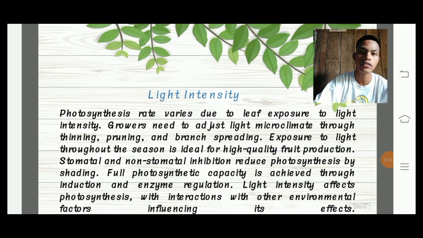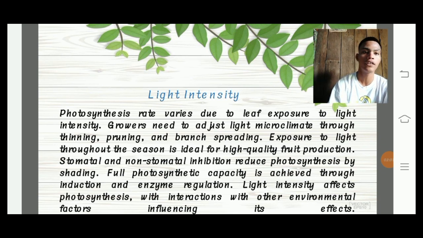Stomatal and non-stomatal inhibition reduce photosynthesis by shading. Full photosynthetic capacity is achieved through induction and enzyme regulation. Light intensity affects photosynthesis with interaction with other environmental factors influencing its effects.